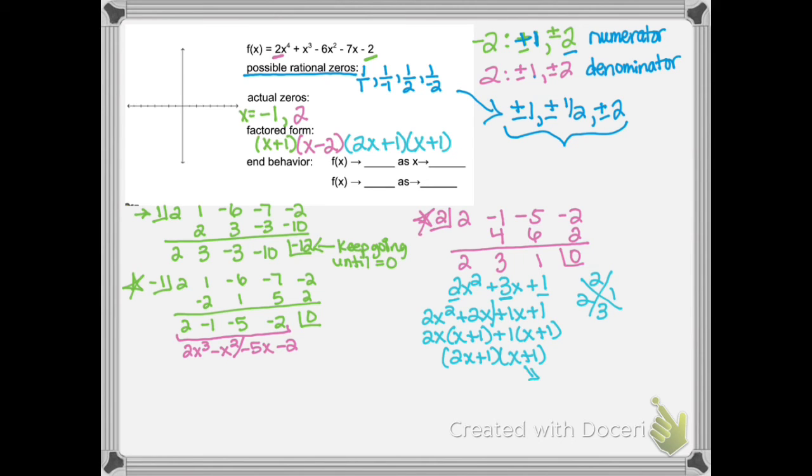And if we set them each equal to 0, we will get our other zeros.